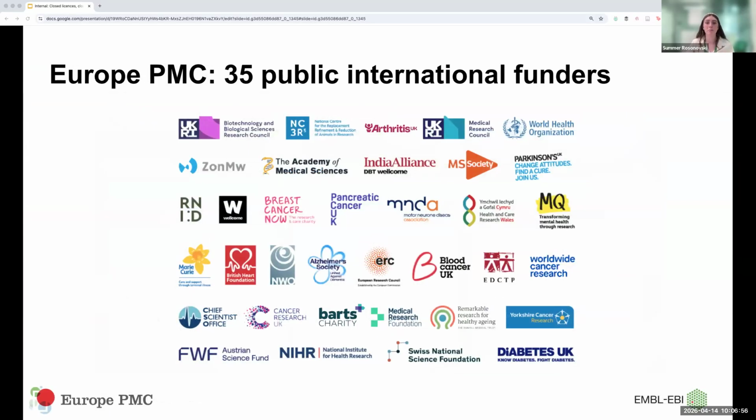Europe PMC is developed by EMBL EBI. It's a partner of PubMed Central and endorsed and supported by a group of 35 international science funders, and it's their repository of choice. And this means that their researchers can index their work into Europe PMC to ensure that they meet their funders' open access policies.